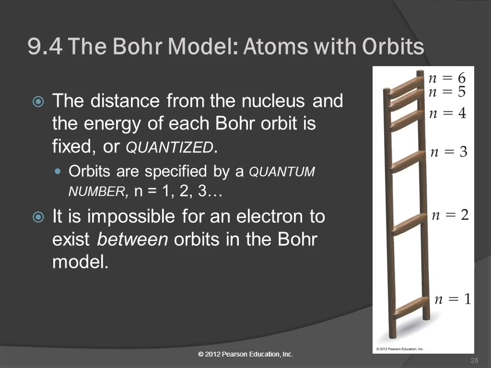So those orbits in the Bohr model are specified by quantum numbers. That's given the symbol n, and they're just 1, 2, 3. The first one, the second one, the third one, the fourth one, etc. from the nucleus. And it's impossible for an electron to exist between orbits. It has to be in orbit 1 or in orbit 2. And those orbits have different amounts of energy, just like these have different distances above the ground. And the higher you go, the higher your potential energy, and the more it's going to hurt if you fall off the ladder, right?